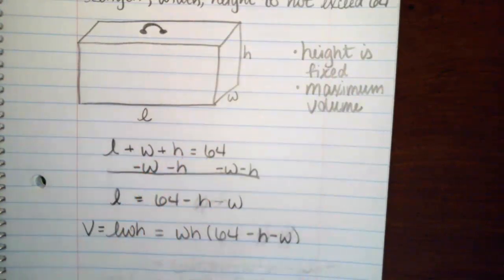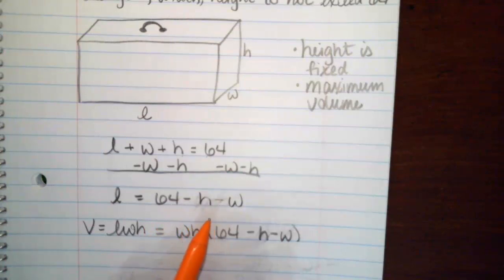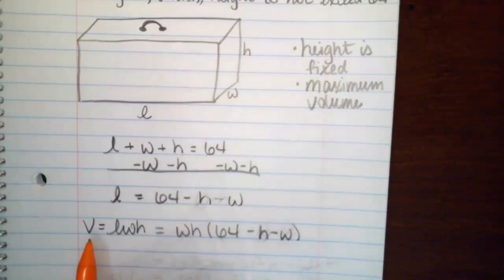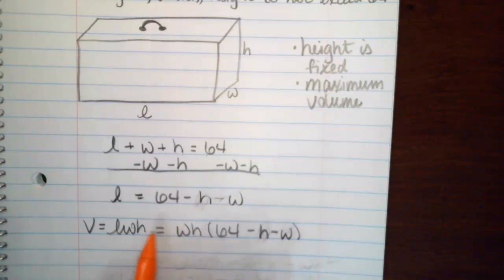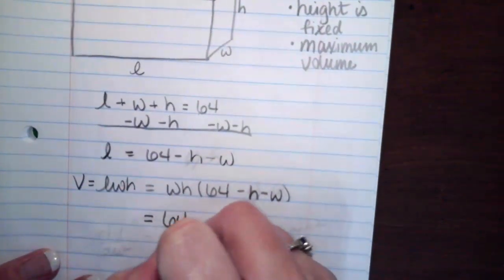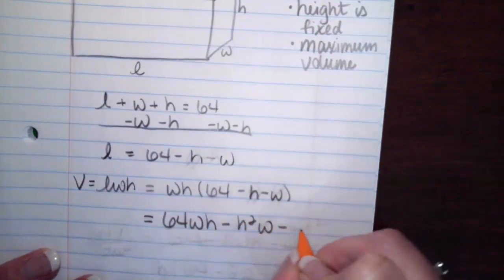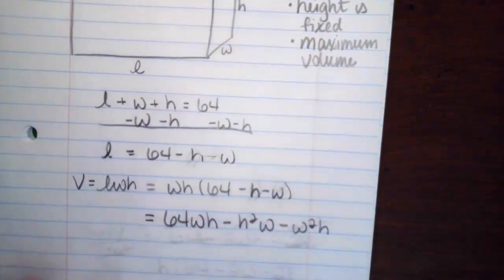Okay. I'm going to subtract W and H from both sides and find out what L is. So L is going to be 64 minus H minus W. And then I'm going to find the volume. So the volume is L times W times H, which I know what L is. So I put the W and the H right here, and then I substitute it in for L. So I'm going to go ahead and distribute this. So this is going to become 64WH minus H squared W minus W squared H.